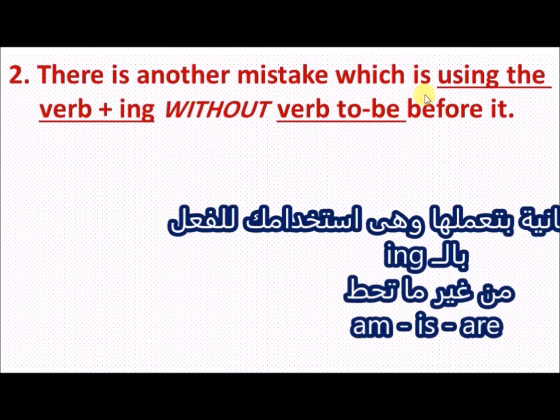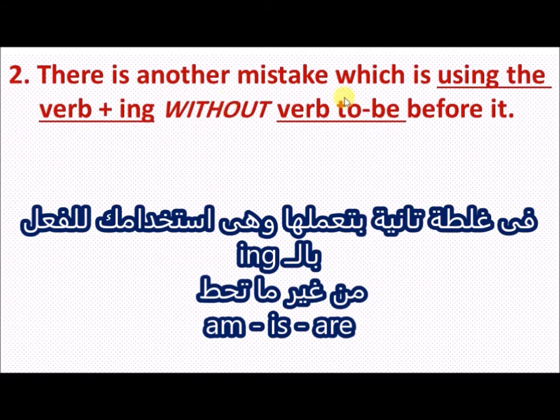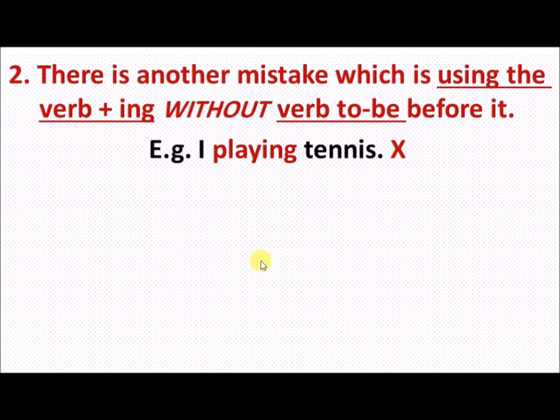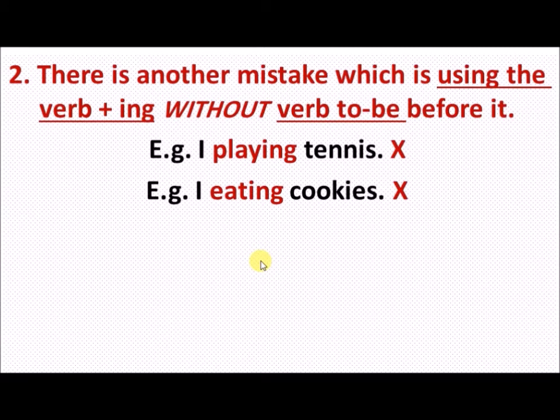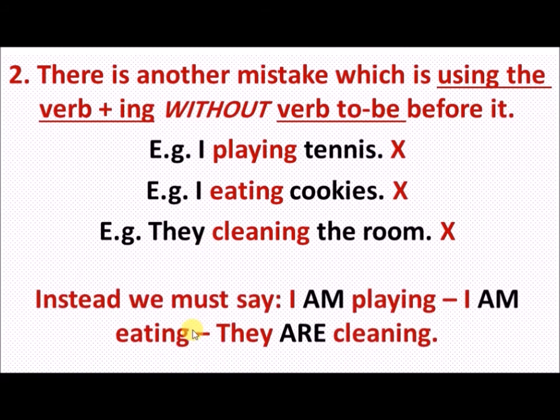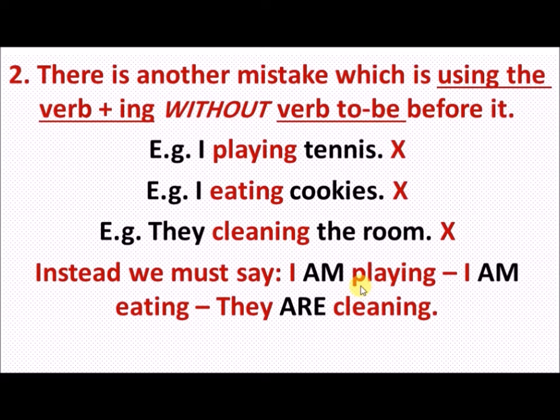And now we will cover mistake number 2. There is another mistake, which is using the verb plus ing without verb to be before it. How? Like when you say, guys, for example, I playing tennis. I eating cookies. They cleaning the room. All of these examples are completely wrong, guys, because you didn't use verb to be. Here you didn't say am in these two examples, and here you didn't say are. So instead, we must say I am playing, I am eating, they are cleaning.